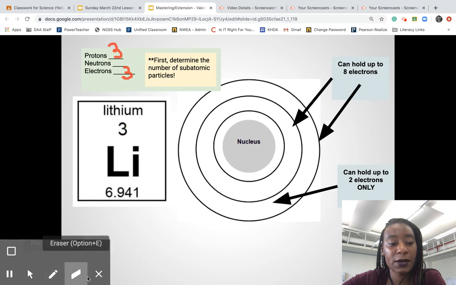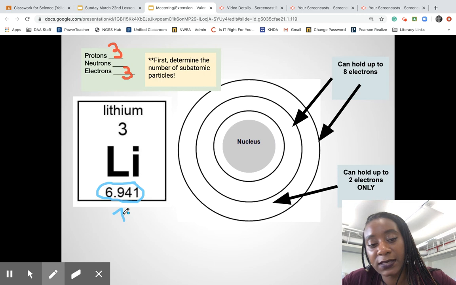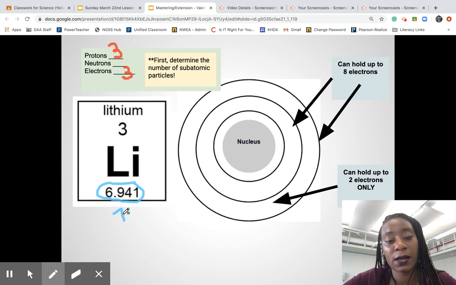To find the number of neutrons, we're going to take the atomic mass at the bottom, and we're going to round this up to 7. In your formative, you demonstrated knowledge that the atomic mass comes from the number of protons and the number of neutrons that are located inside of the nucleus. And so if we know that lithium has 3 protons, we're going to take the atomic mass of 7, and we're going to subtract the number of protons from lithium. We know that it has 3 protons. And that's going to give us the number of neutrons, which will be 4.